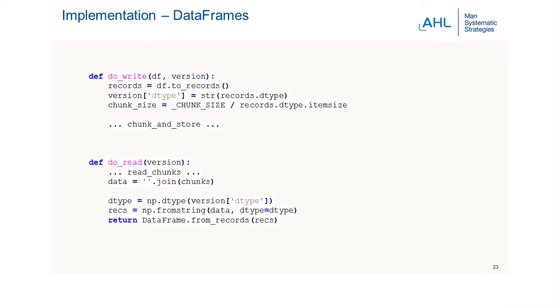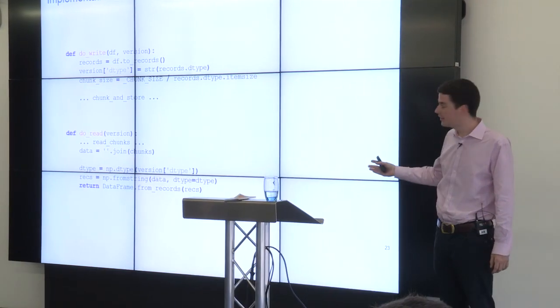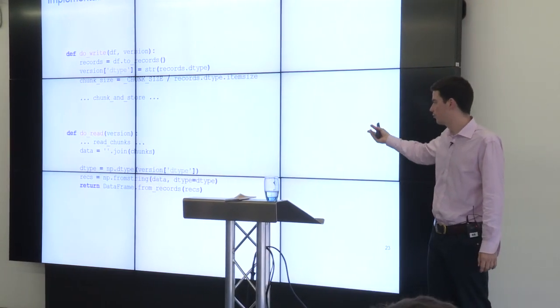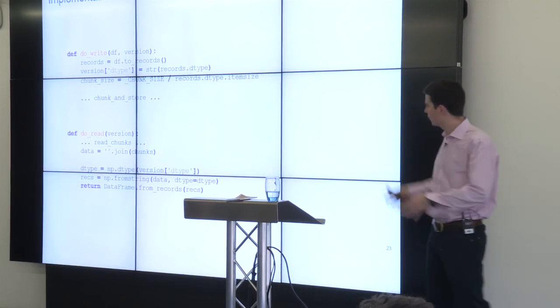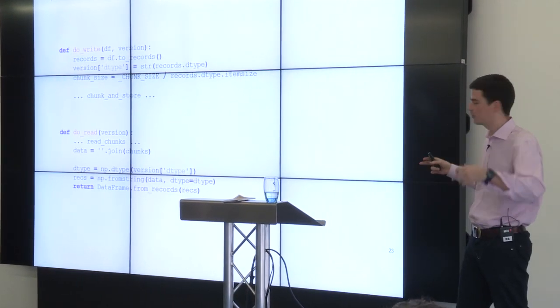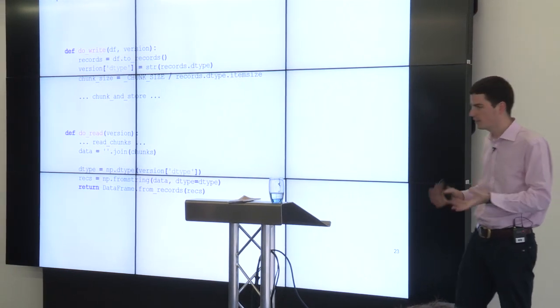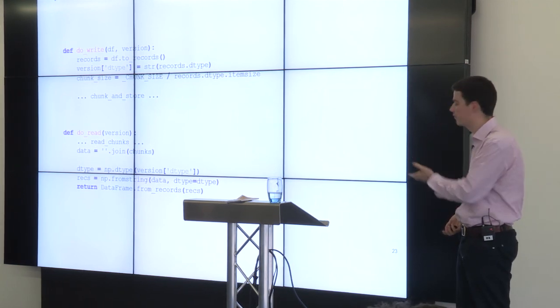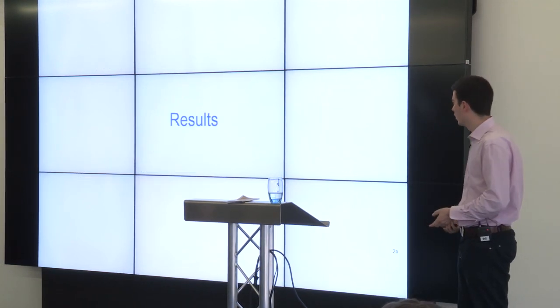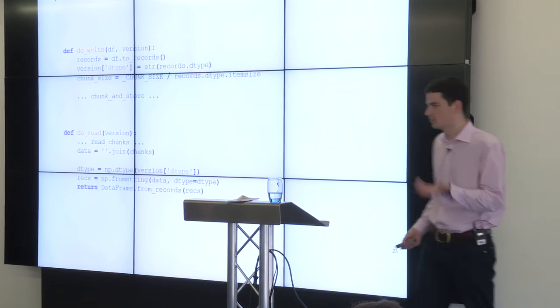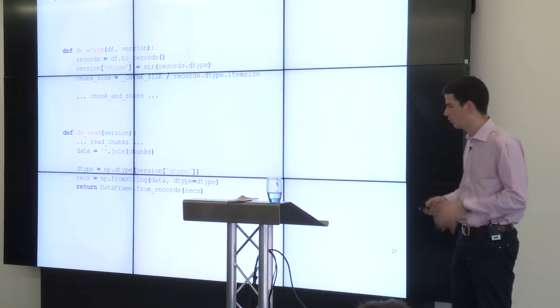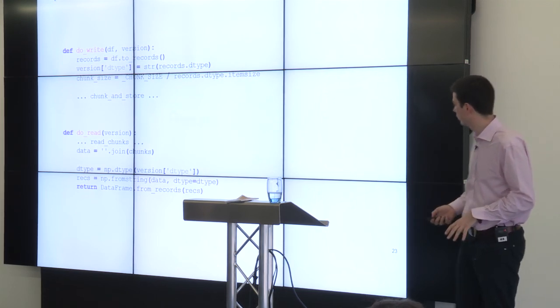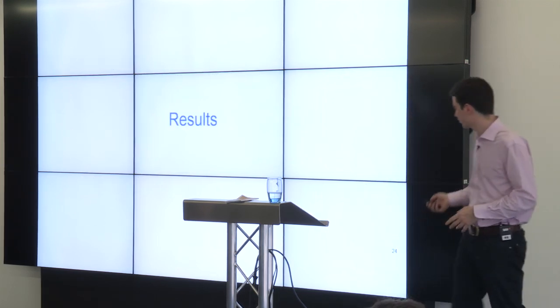To do the same thing with data frames, you're doing 2 records, storing the dtype away somewhere, chunking as before, and then reading is joining the data, restoring the dtype, and then a from string. You can do clever things by creating an index of your chunks, or coping with multi-index pandas data frames, that sort of thing. But again, very, very simple implementation. So our tick store, for example, is 200 lines of code, and it is orders of magnitude faster than what we've bought. So here are some results.